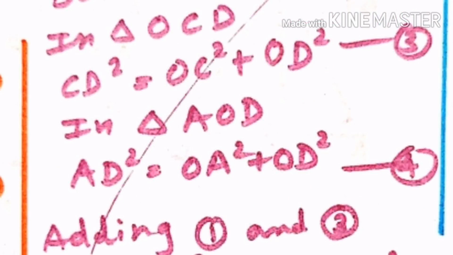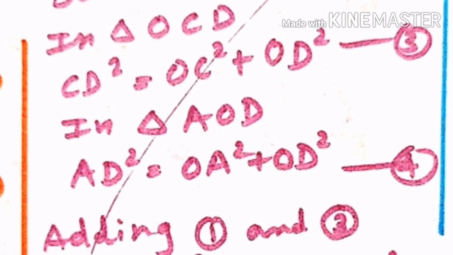Now third triangle is triangle OCD. Again using Pythagoras theorem, CD square is equal to OC square plus OD square. This is our result number 3. And the fourth triangle formed is triangle AOD, in which we are using Pythagoras theorem. So AD square is equal to OA square plus OD square, which is our result number 4. So students, you can see all the 4 results using Pythagoras theorem in 4 different triangles.